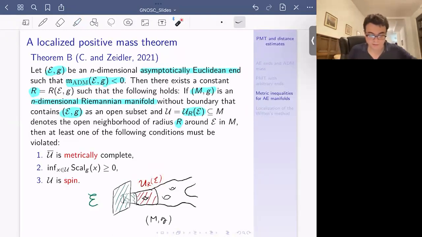So either the closure of U is metrically complete, or the scalar curvature is greater than zero, or U is spin. So in other words, what happens is that either there is a point of incompleteness in the closure of the R neighborhood, or the scalar curvature becomes negative somewhere, or U becomes non-spin. So that's the statement.